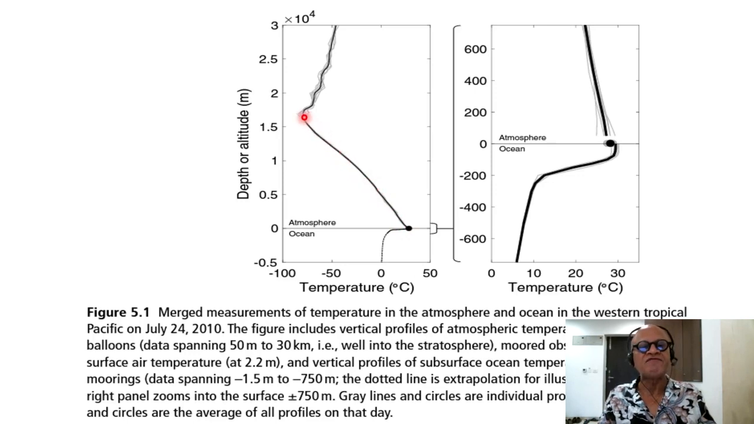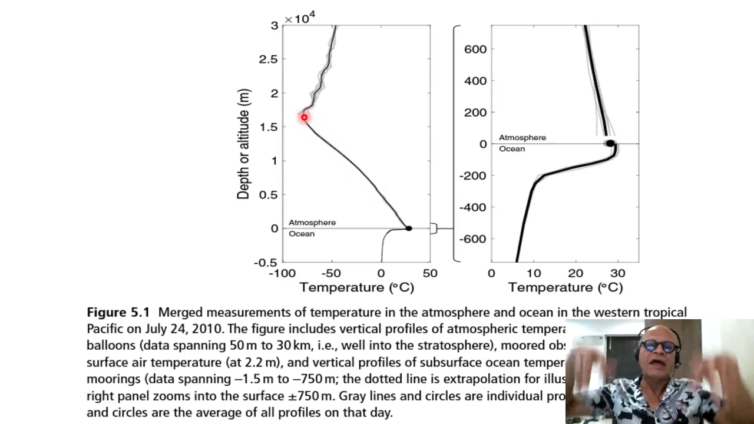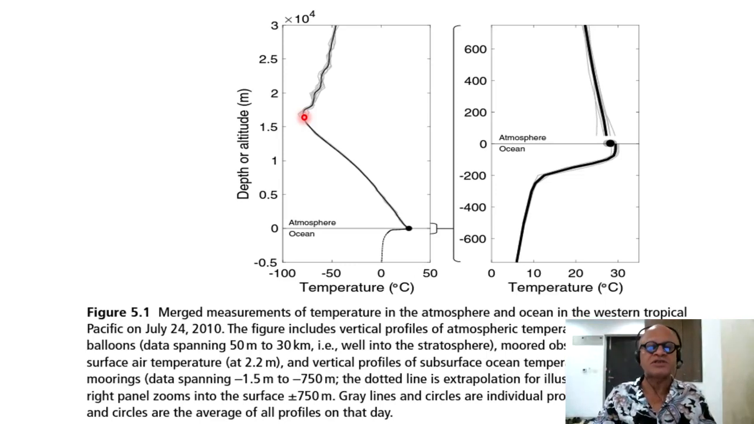at more than 15 kilometers, because in the western Pacific there is a lot of deep convection, tall clouds, so the tropopause is higher, and then you have ozone formation and the stratosphere, of course. And if you zoom into the top 750 meters in both the ocean and the atmosphere, you can see the contrast much more clearly. So you have the profiles from various sources, balloons, and the array, the mooring in the ocean. Here the mooring only goes down to 750 meters or so, and then the dotted line here is an extrapolation.